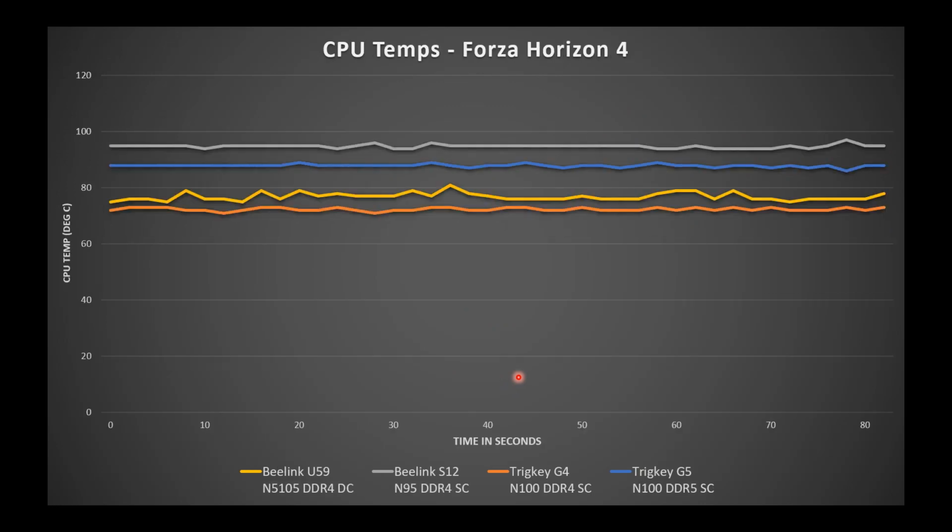And then I also took the CPU temps throughout the run of Forza Horizon 4, and you can see the G4 ran at about 70, 72C, 73C maybe, and the U59 was 78, 79C, and then the Trigkey G5 was about 85 to 90C, and then the Beelink S12 was up in the mid to upper 90s, actually near the end here.